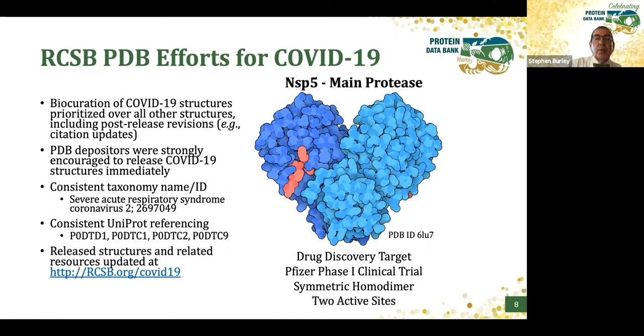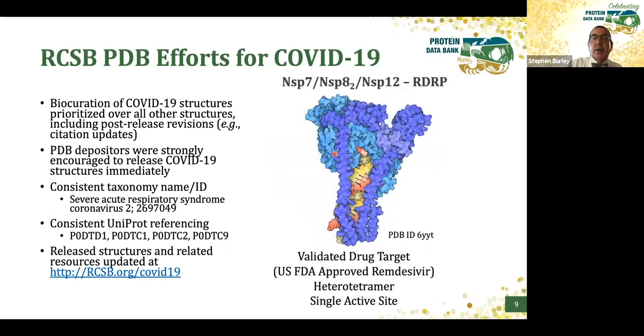The next slide here depicts the structure of the RNA-dependent RNA polymerase. This is a complex of 1 copy of non-structural protein 7, 2 copies of non-structural protein 8, and 1 copy of non-structural protein 12. The light blue here is non-structural protein 12. This is actually the enzyme that generates an RNA copy of the RNA template.